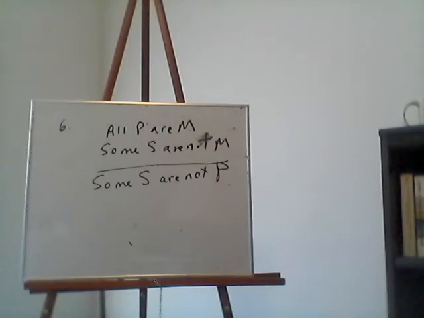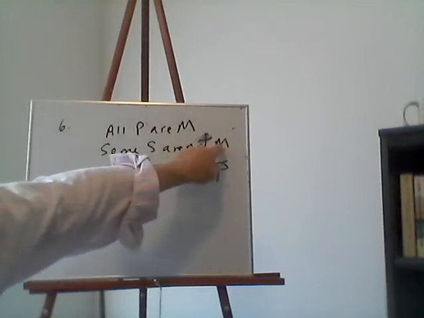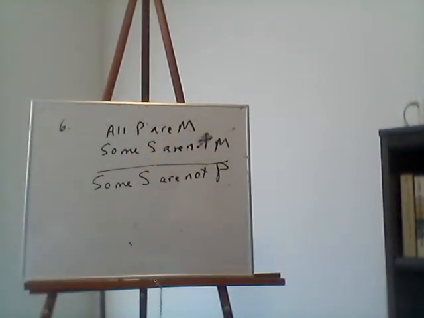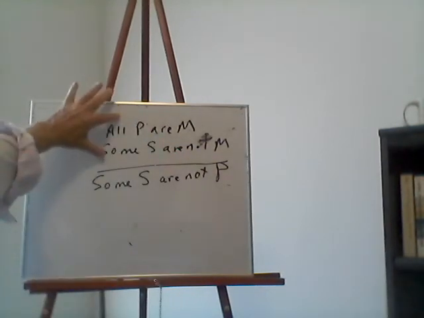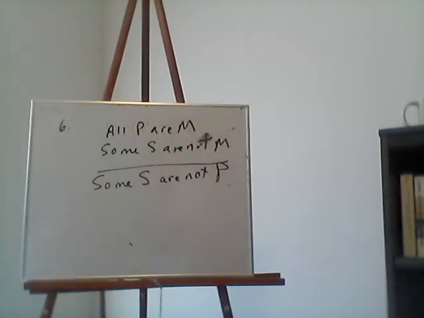The middle term has to be distributed one time. It passes that test because this term is distributed. That's a no statement. The predicate term of a no statement is distributed. And then any term distributed down here has to be distributed up here. That's distributed. The P, that's distributed. So number 6 is a valid argument. It doesn't break any rules.